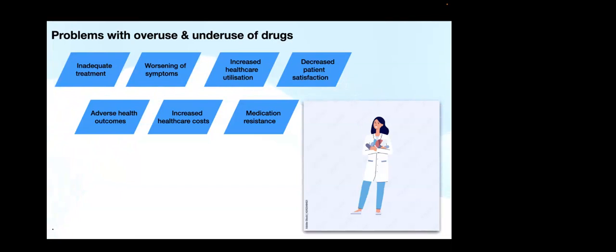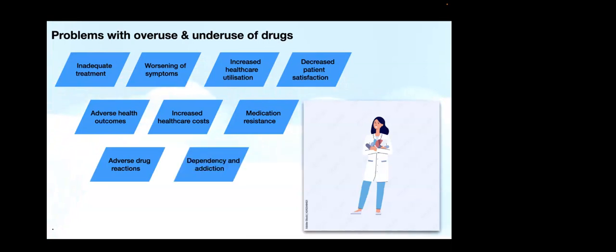So when medications are overused or used inappropriately, microorganisms can become resistant, making infections more challenging to treat. Next is adverse drug reaction. Obviously, the more drug, the more chances to get an adverse drug reaction. Next is dependency and addiction. Overuse of certain medications, especially those with addictive properties, can lead to dependency and addiction as well.